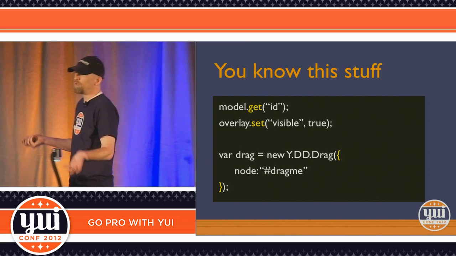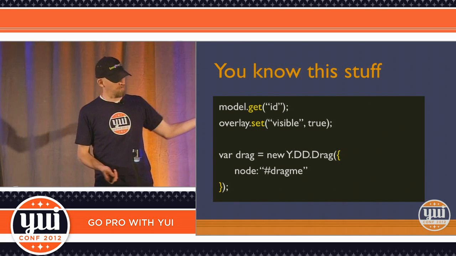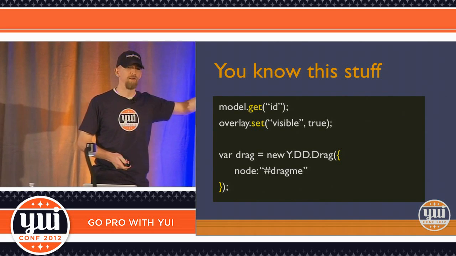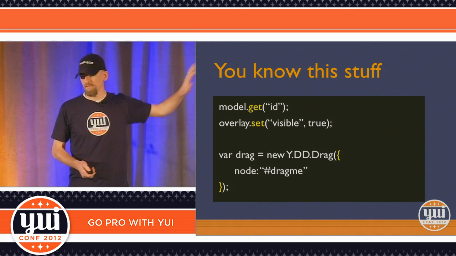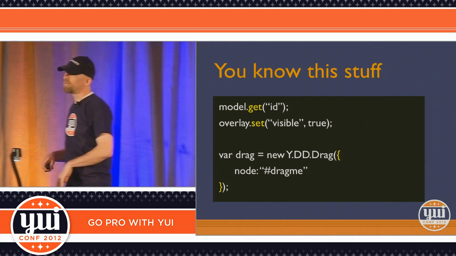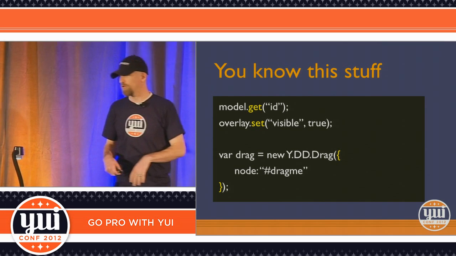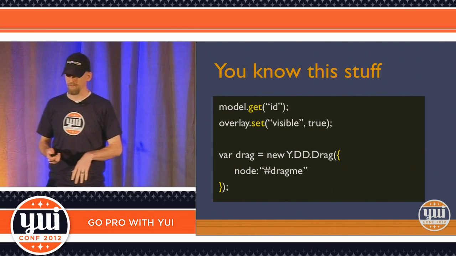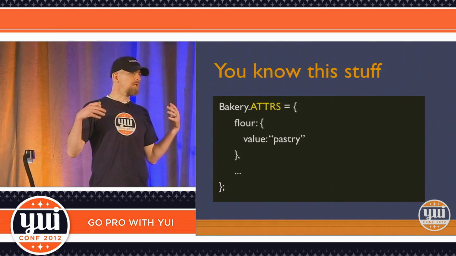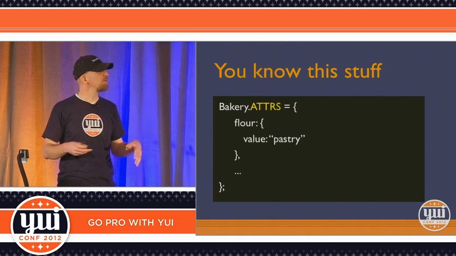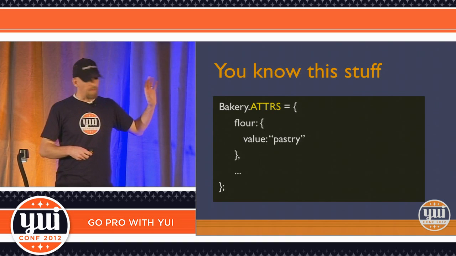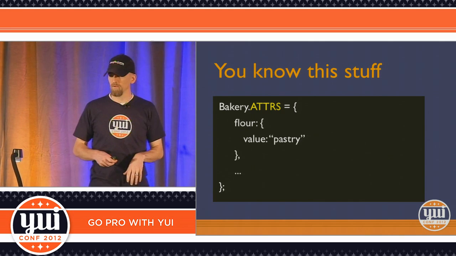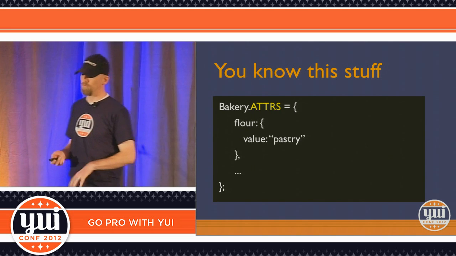If you've used YUI3, which, as evidence of you physically being here, you have, then you already know this stuff, right? There's the get method, the set method. When you're creating an instance of anything, you're passing a configuration object with the overrides for the default values for those attributes. If you've been building classes on top of attribute or on top of base, then you know the ATTRS collection and the various configurations that are available for setting up your state, right?